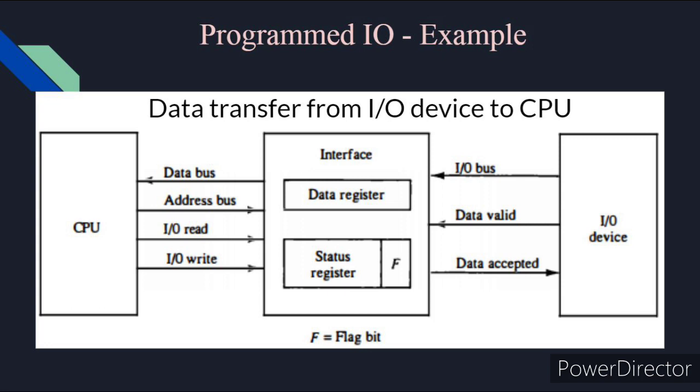A device can transfer bytes of data one at a time as they are available. When a byte of data is available, the device places it on the I/O bus and enables its data valid line. The interface sets a bit in the status register, the flag F, and the device disables the data valid line, and it will not transfer another byte until the data accepted line is disabled by the interface.